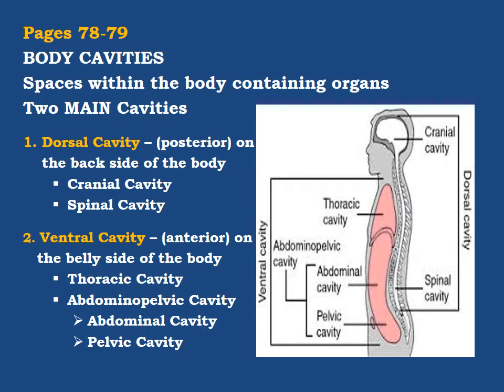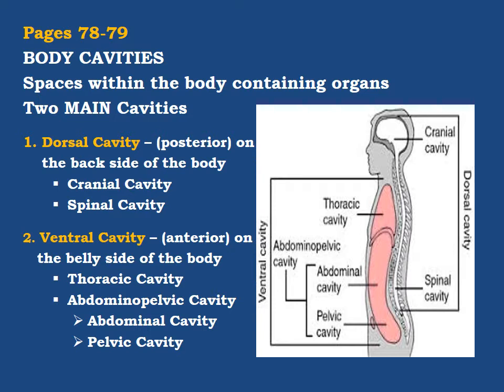Now number 2, the ventral cavity, it has another name which is anterior cavity, and it is on the belly side of the body. The belly side means the abdomen, the front side of the body. Now, 2 major cavities come under ventral cavity. The first one is thoracic cavity, which is the chest area. The thoracic cavity, we call it. So it is the chest area.